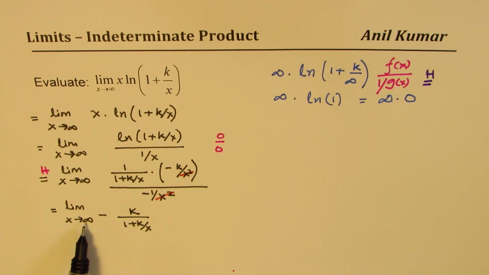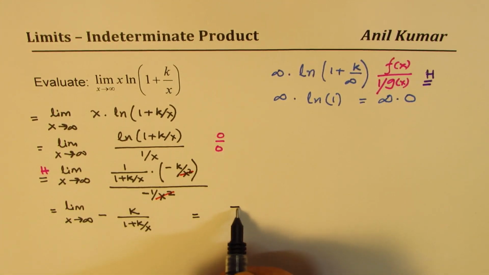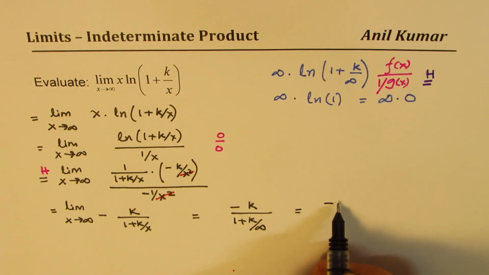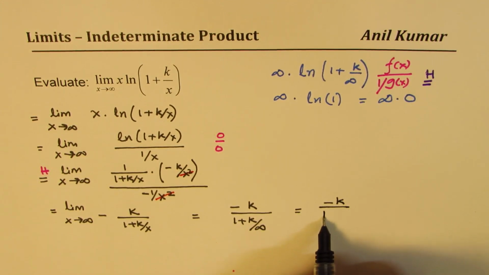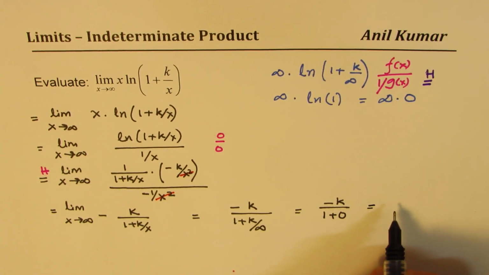Now if I substitute an infinitely large quantity here, what do I get? So let's do that. What we get here is minus k over 1 plus k over infinity, right? So that becomes 0, right? So that becomes minus k over 1 plus 0, and that results in the answer as minus k.